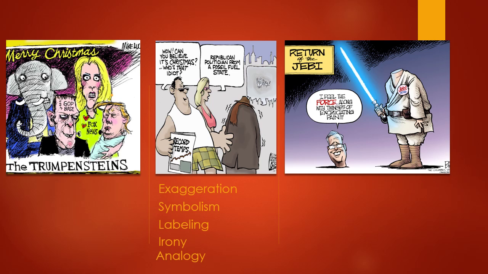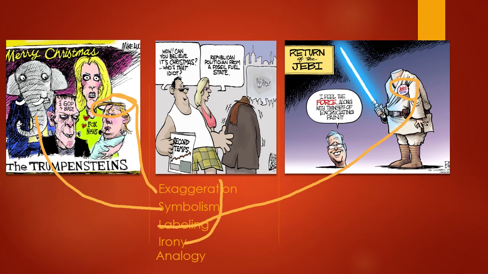We'll use Trump's hair as the exaggeration. The symbolism, we could use the elephant. For labeling, we have Jeb's button. For irony, pretty much this cartoon says it. For the analogy, the comparison of the family Christmas card with the Trumpensteins. Of course, there are many others.